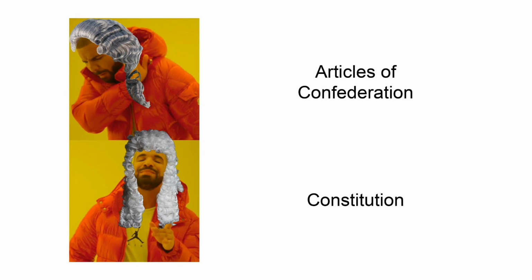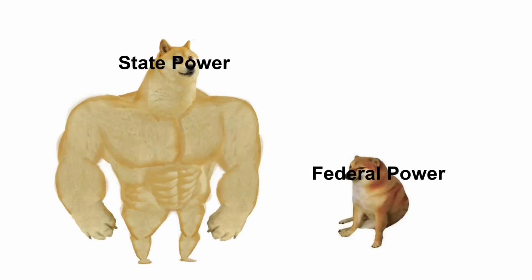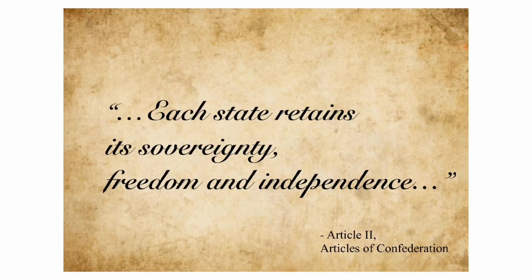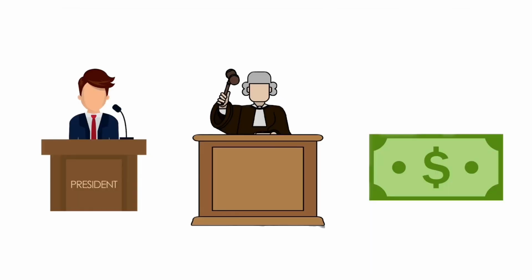So what went wrong? What were the problems with the Articles of Confederation, and how did the Constitution address them? The main problem with the Articles was that they were too weak. They were developed so that the federal government would have minimal power. In fact, under the Articles, there really wasn't one nation of the United States. Instead, each state maintained its sovereignty, and Congress was supposed to operate to keep the states together in a league of friendship.